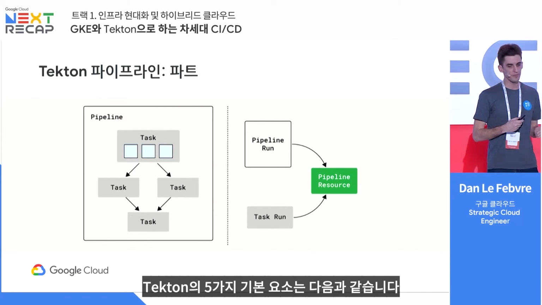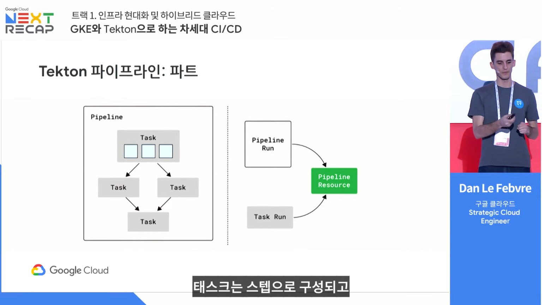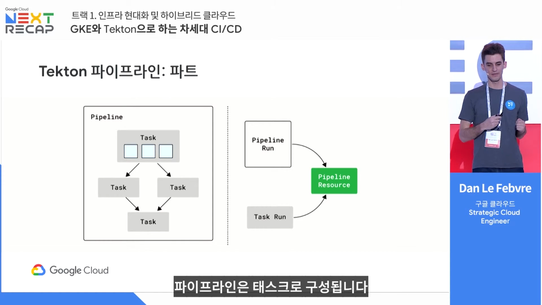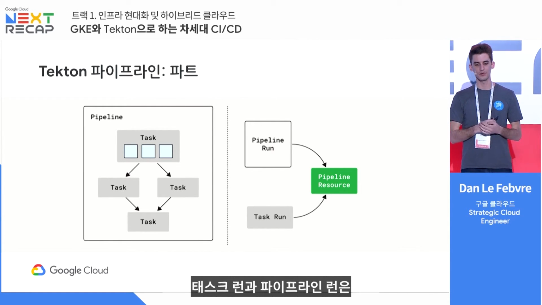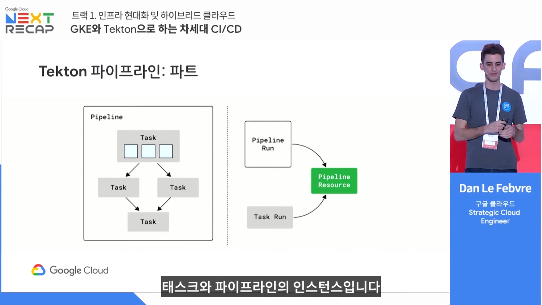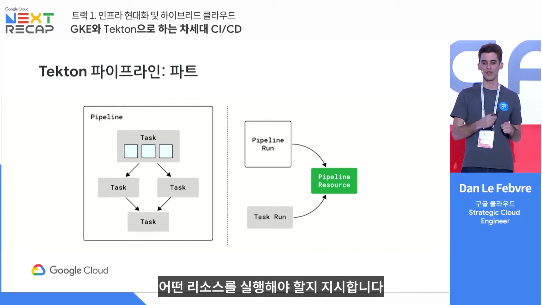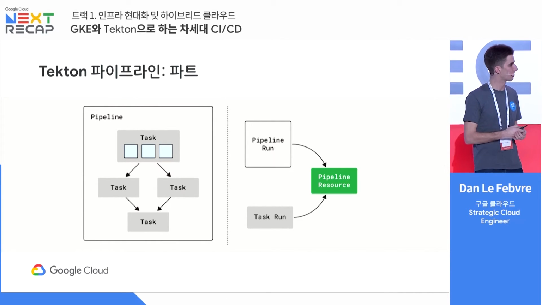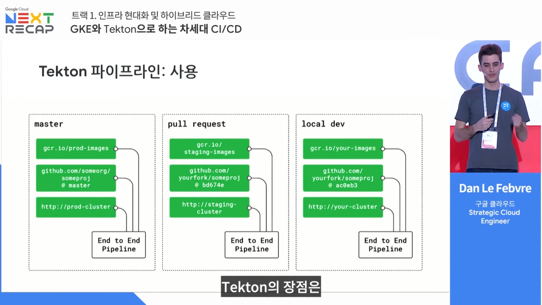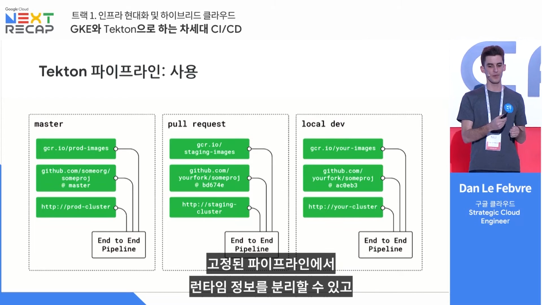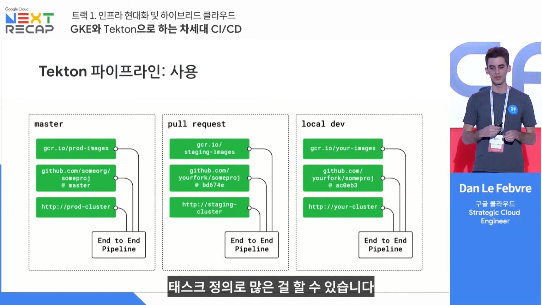So the five basic types in Tekton are tasks that are made up of steps and pipelines that are made up of tasks. Task runs and pipeline runs, which are instances of those tasks and pipelines, and pipeline resources, which tell the runs what resource to actually execute against. The great thing about this is you can decouple the runtime information from the static pipeline and task definitions, which gives us a lot of power.